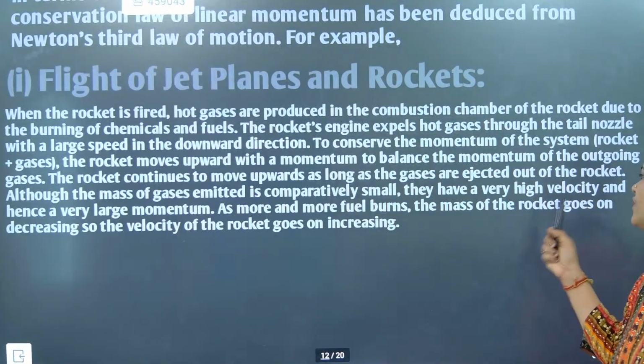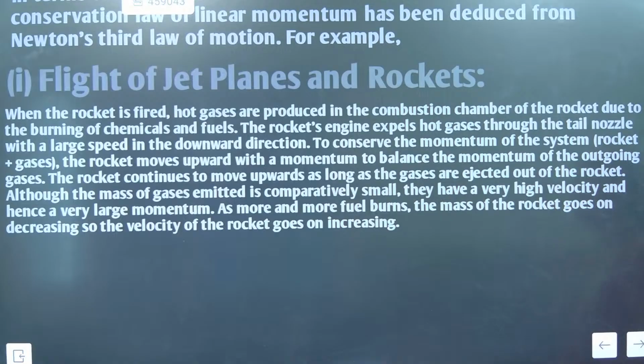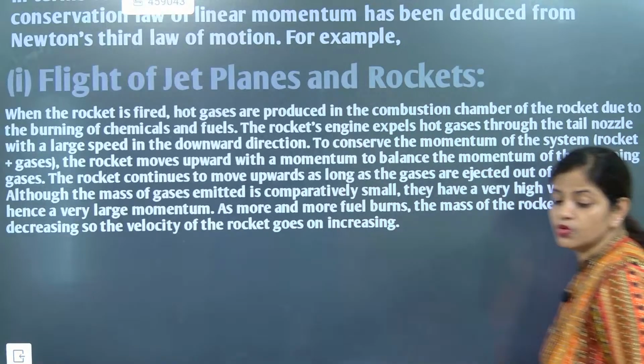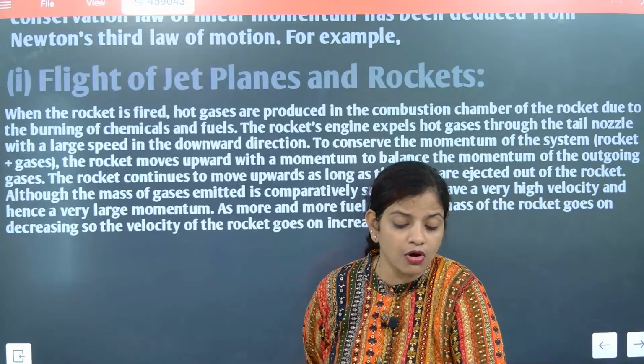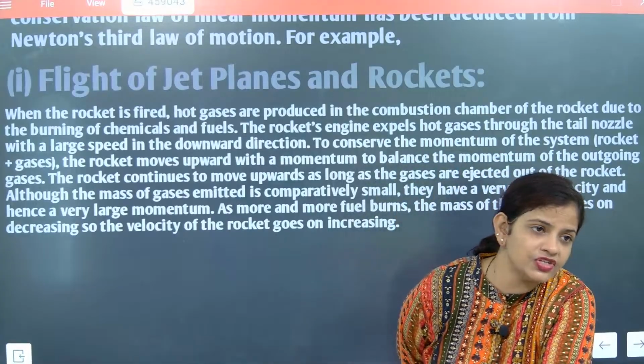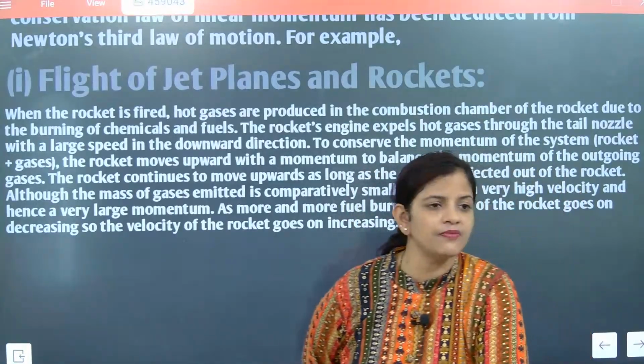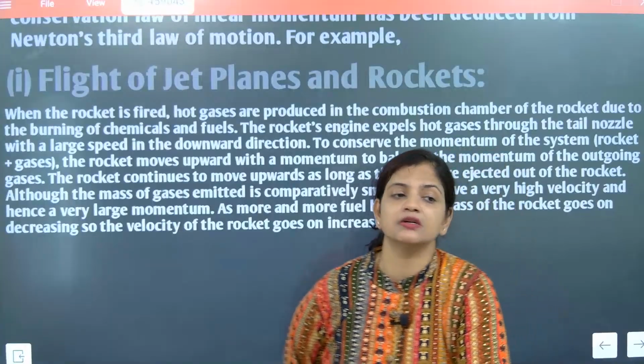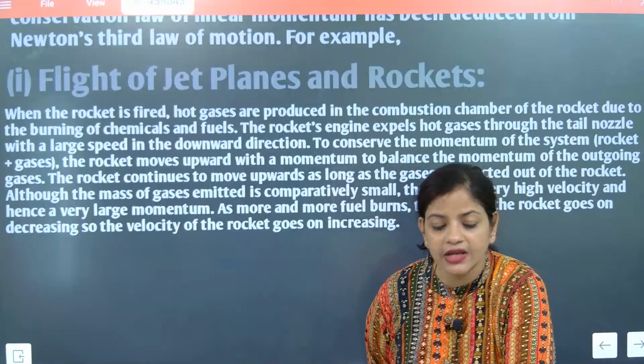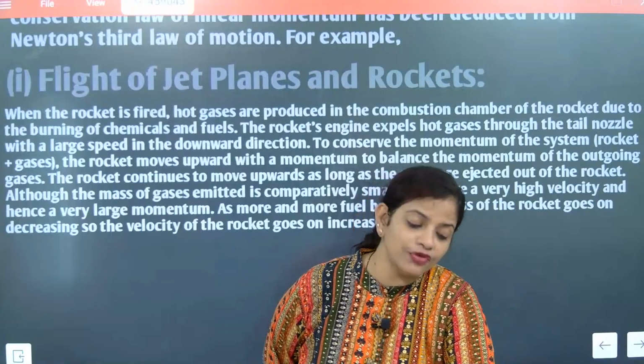So they have a very high velocity and hence a large momentum. As more and more fuel burns, the mass of the rocket goes on decreasing, so the velocity of the rocket goes on increasing. Understood or not? Yes, this is the most important thing here. Mass is not constant. Everybody please pay attention here. Whatever fuel is present in the fuel chamber will be burned. Understood? At a very fast rate, the fuel will be burned.